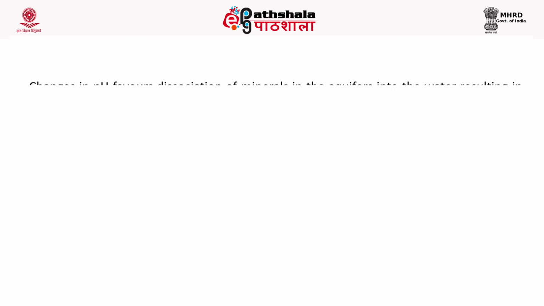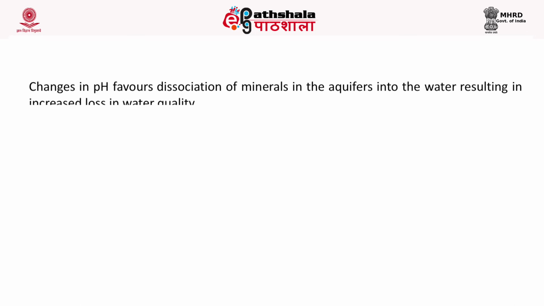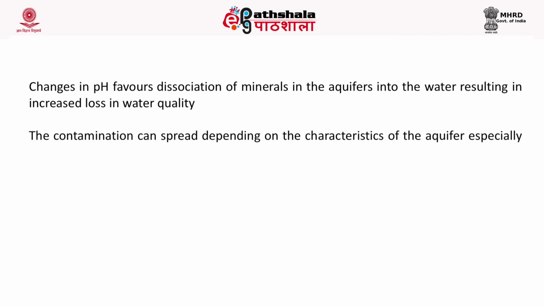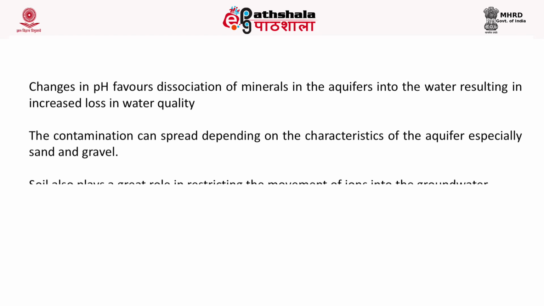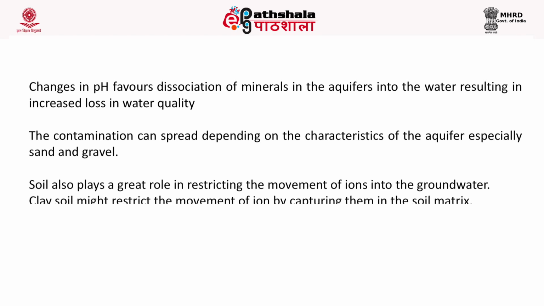When the pH is varied, the dissociation of minerals in the aquifers will occur, which will lead to increased loss in water quality. The contamination can spread also depending on the characteristic of the aquifers, especially when you have a sand or gravel aquifer. Soil plays a great role in restricting the movement of ions into the groundwater. Clay soil might restrict the movement of ions by capturing them in the soil matrix.